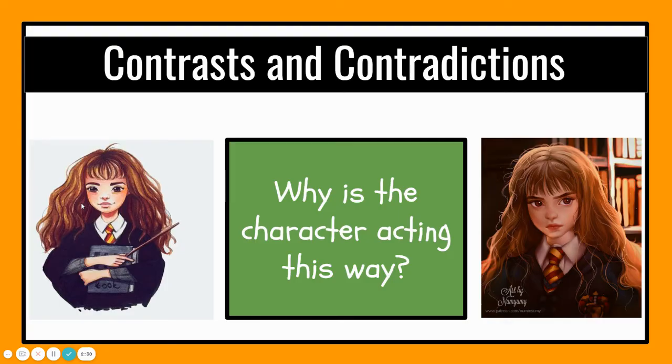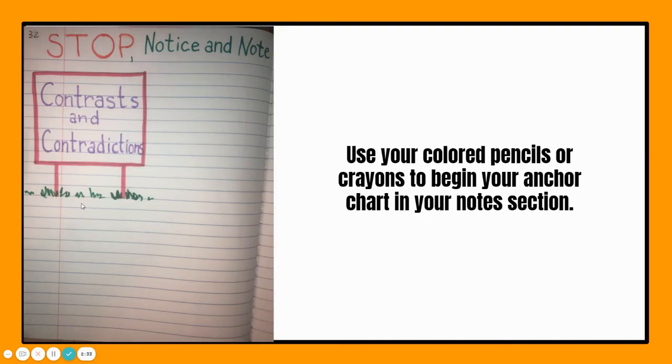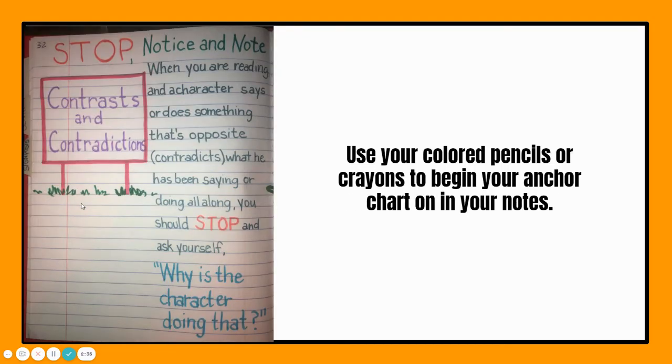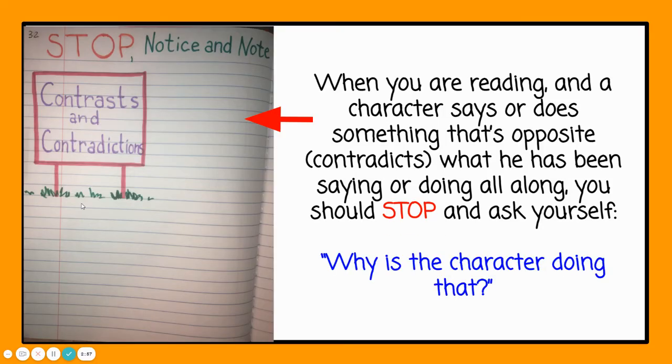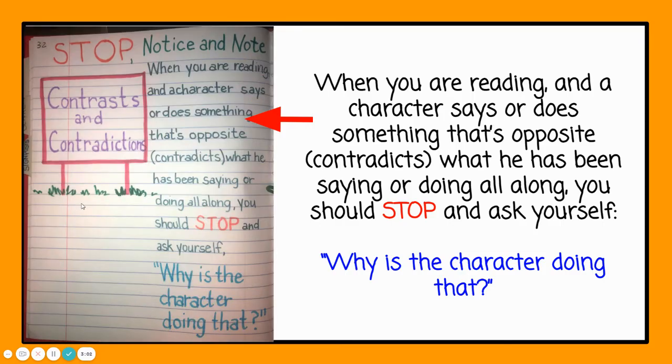Let's write our definition down in our notes. When you are done, your anchor chart should look similar to mine. To the right of the signpost that you draw, write this. When you are reading and a character says or does something that's opposite or contradicts what he or she has been saying or doing all along, you should stop and ask yourself, why is the character doing that? Pause the video to complete this section of your notes.